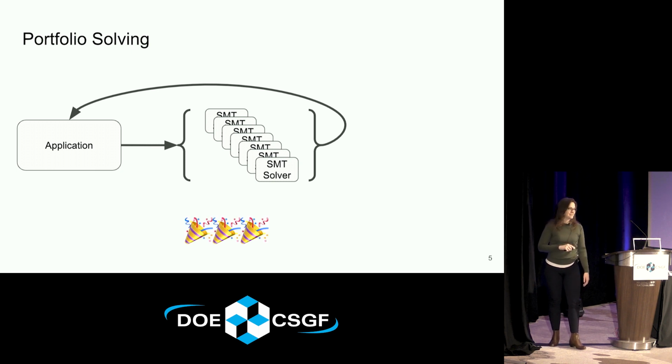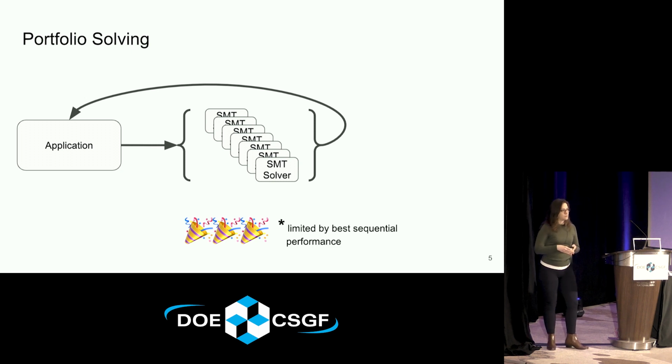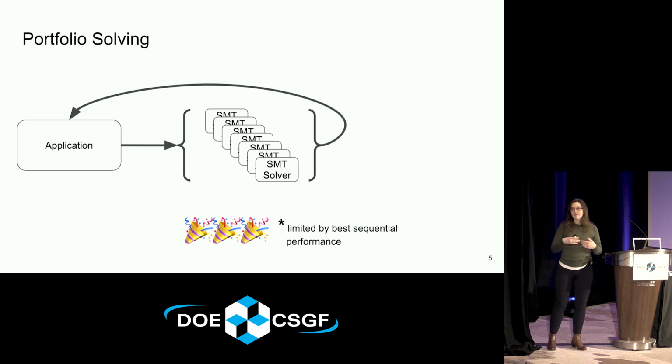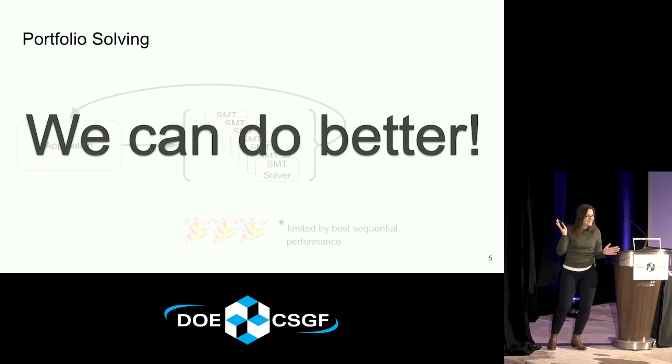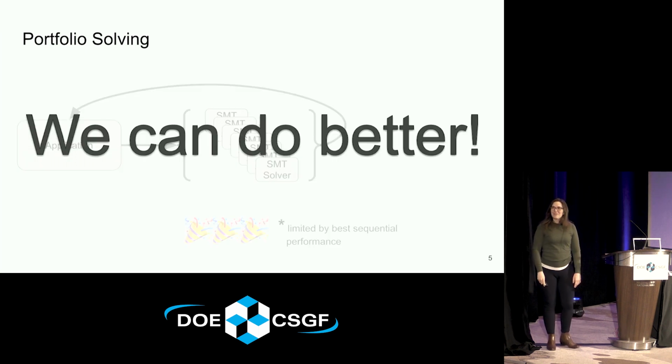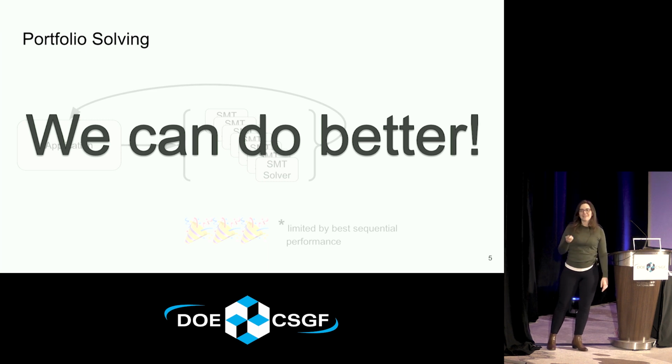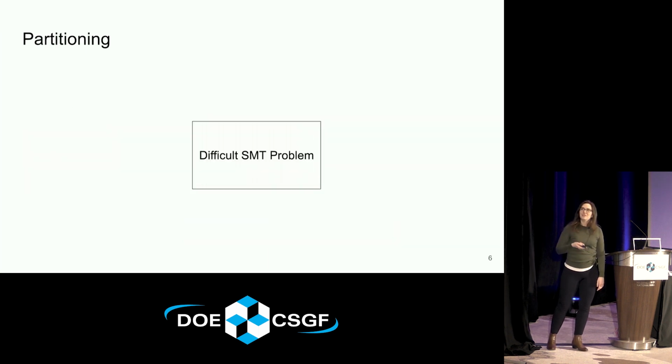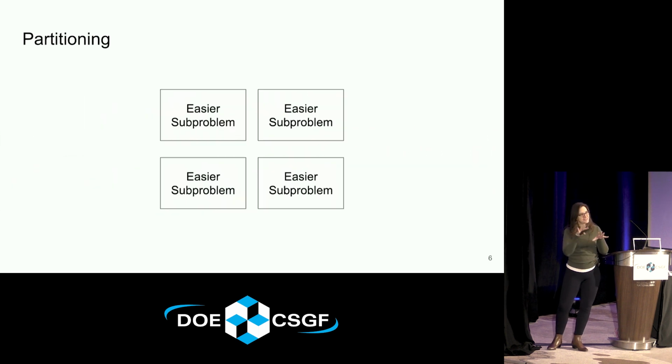So we're done, right? That's a quick talk. Not quite. We're going to be limited by our best sequential execution of any of these individual solvers. So we're not, in this case, doing a divide and conquer strategy, which is what you might be familiar with in HPC. Instead, we're just, like I said, hoping we get lucky. But we can do better. Yay! So how do we do better? I kind of alluded to it. We're going to take our hard SMT problem, and we're going to divide it up into some hopefully easier subproblems.